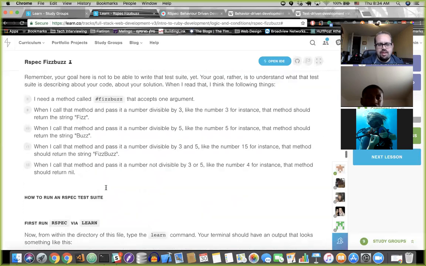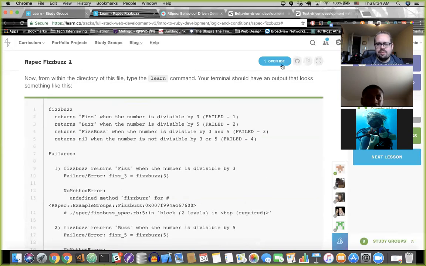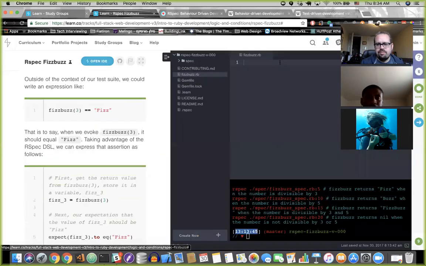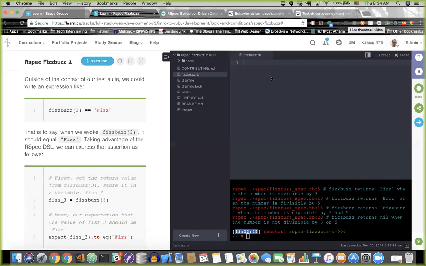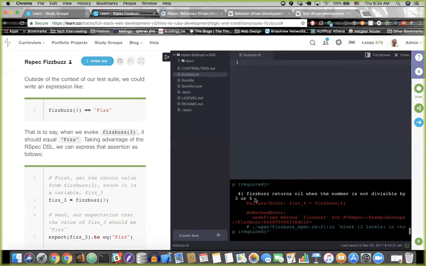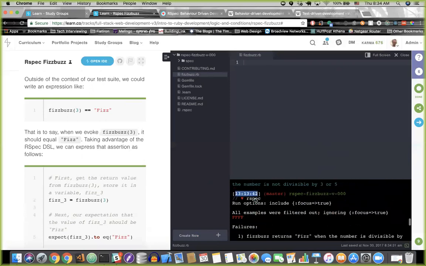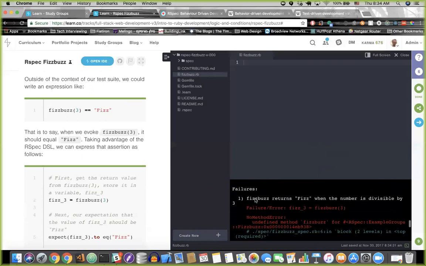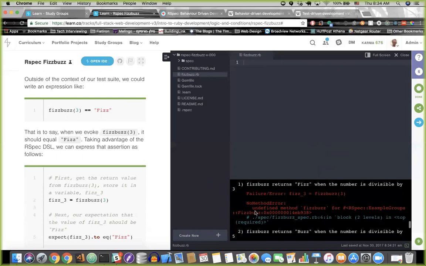So let's actually now do it. Let's open up our IDE. Let's take a look at our test suite here. It says FizzBuzz returns fizz, the number is divisible by 3. Undefined method FizzBuzz, which tells us what? We need to create a method for FizzBuzz. Yeah, so let's do that.